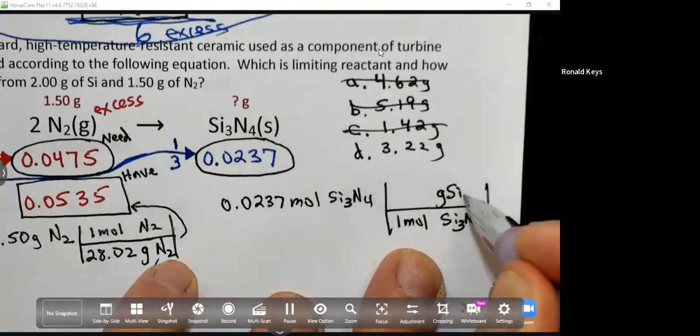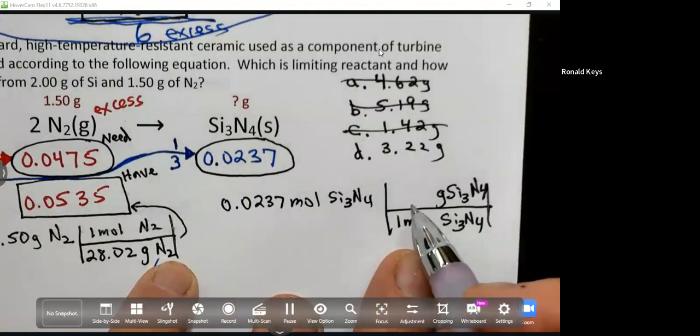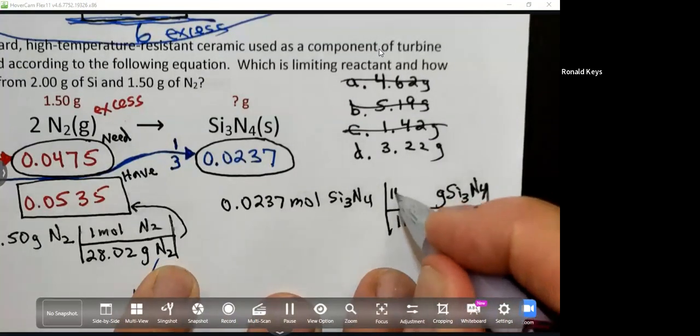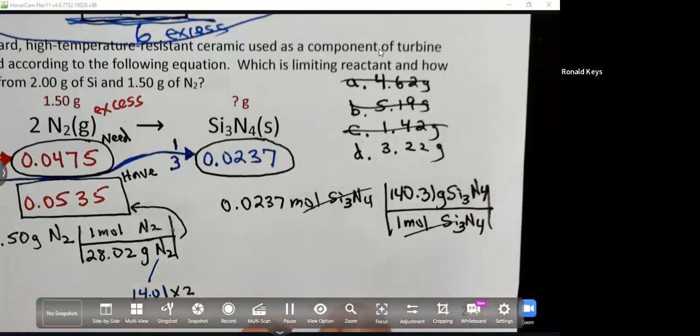Grams. Grams of Si3N4 is 140.31. All right, thank you. Moles cancel out. And if I multiply that out, I get 3.33.